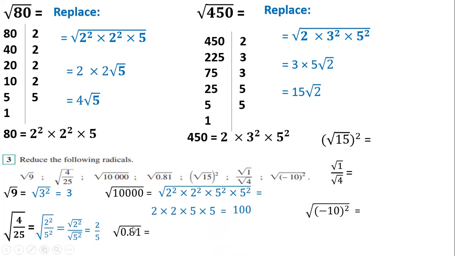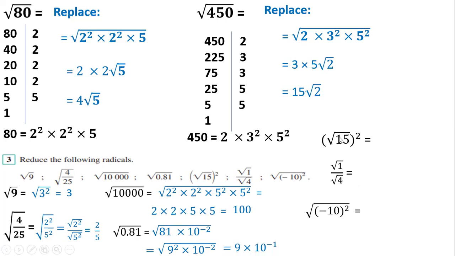Radical 0.81, I write it as 81 times 10 to the power negative 2, a negative power of 10. Here I changed from a decimal number into a whole number, okay? Now, 81 can be written as a perfect square. It's written 9 squared. Now, 9 squared comes out as 9, and 10 to the power negative 2 comes out as 10 to the power negative 1.